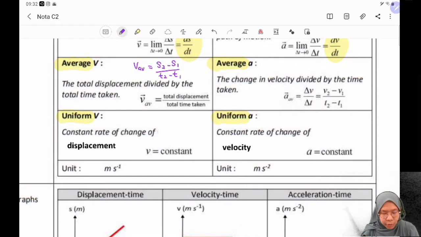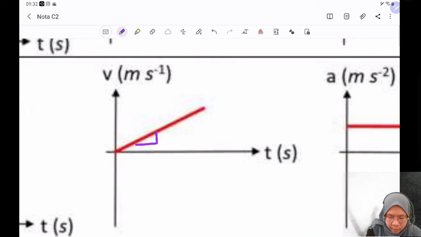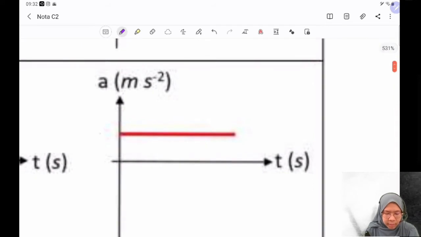And then we go to uniform V. Uniform V is the constant rate of change of displacement. Okay, so this one if you look at the graph, dia punya kecerunan dia adalah sama di mana-mana. So means it is a uniform velocity. Okay, contohnya if we calculate the gradient ataupun kecerunan di mana-mana adalah sama. Okay, so ini adalah constant. How about constant acceleration? Okay, kalau constant acceleration, di mana-mana nilai acceleration adalah sama.